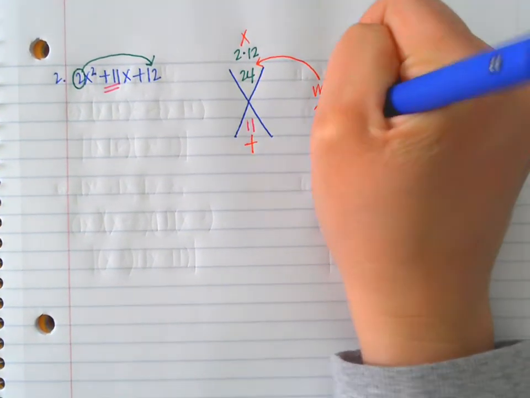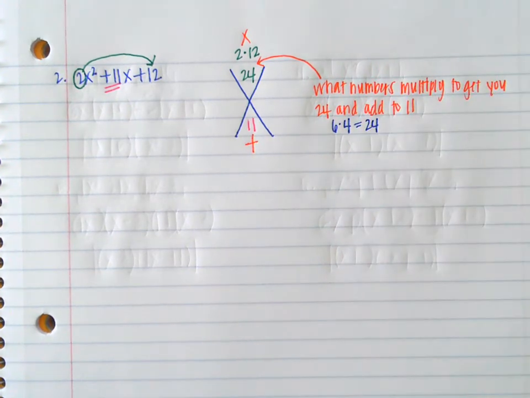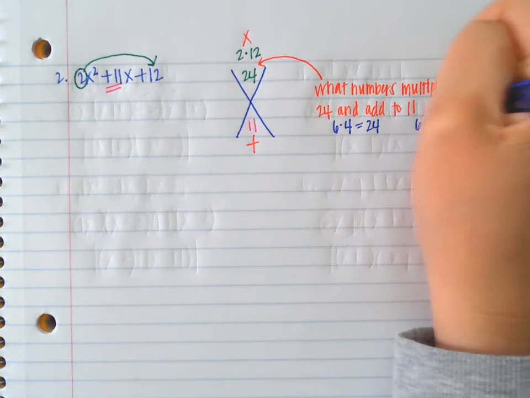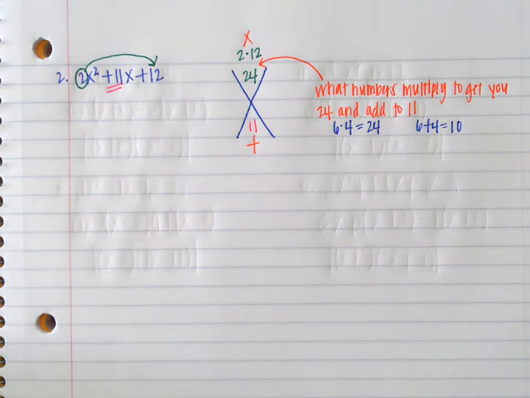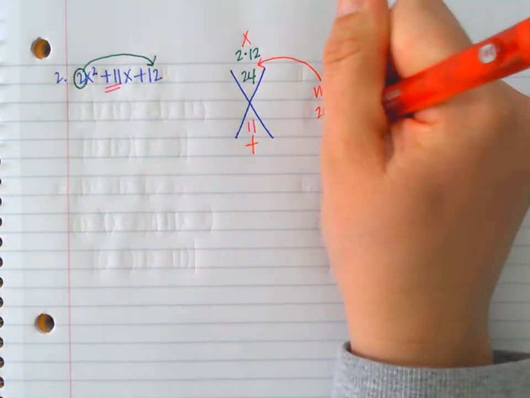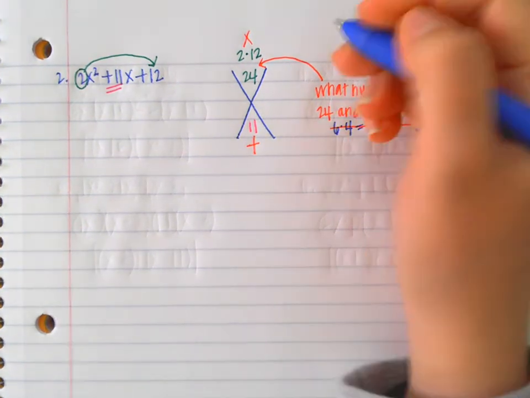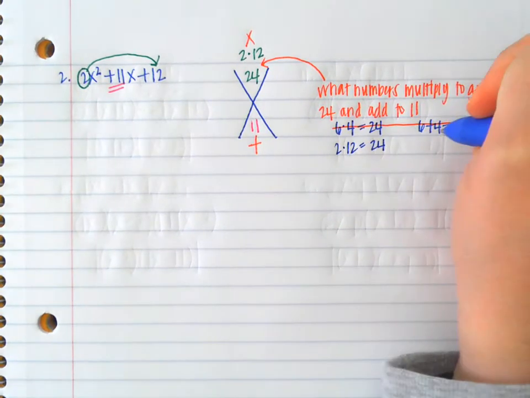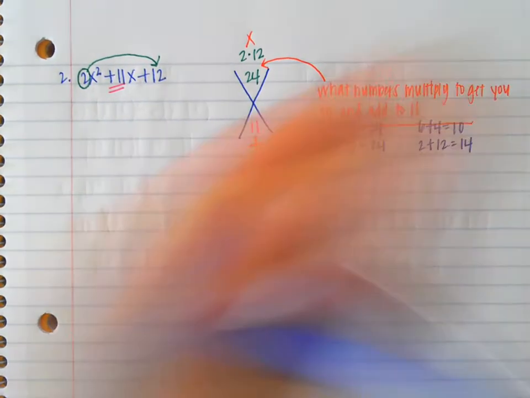Well, 6 times 4. We know 6 times 4 gets me 24. And then we see, does that add to get me 11? 6 plus 4 is 10. Well, it doesn't. So we're going to cross that out because that isn't going to work for us. Now, I could keep going. I know, okay, well, what about 2 times 12? That gets me 24. But does 2 plus 12 get me 11? No, it gets me 14.